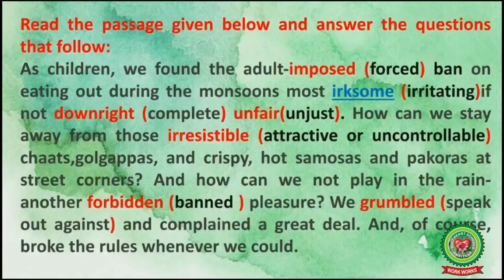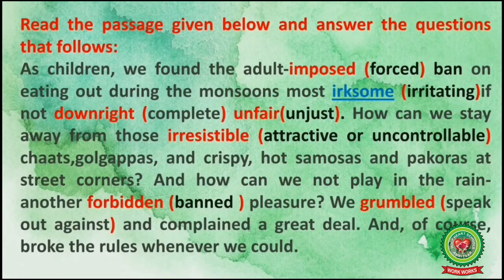In this paragraph, the writer recalls the time when he was a child. He speaks on behalf of the children of his time who found it very irritating when the adults or their parents did not allow them to eat out during the monsoons. He talks about eatables like chaats, golgappas, crispy hot samosas and pakoras at street corners that were very tempting. But children were not allowed to eat this street food. As children, they complained against this decision of the grown-ups and also hints that sometimes they broke the rules whenever they got a chance to break them.